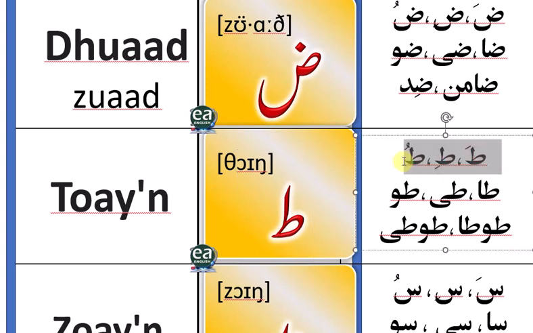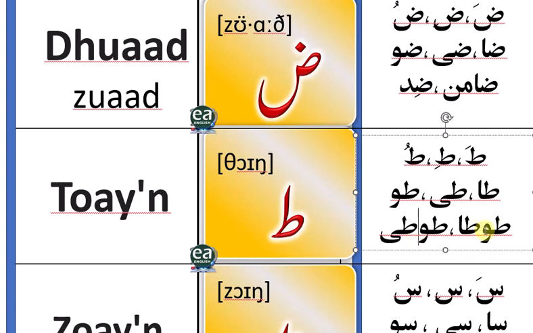Okay, read it. Toi zabar ta, toi zer ti, toi pesh tu, ta ti tu. Toi alif ta, toi ye ti, toi wa tu, ta ti tu. Toi wa to, te alif ta, to ta. Toi wa tu, toi ye ti, to ti. This is male and this is female. Male tota, female toti.